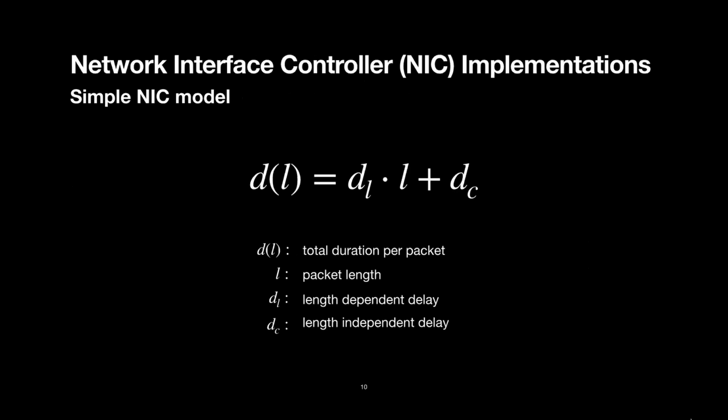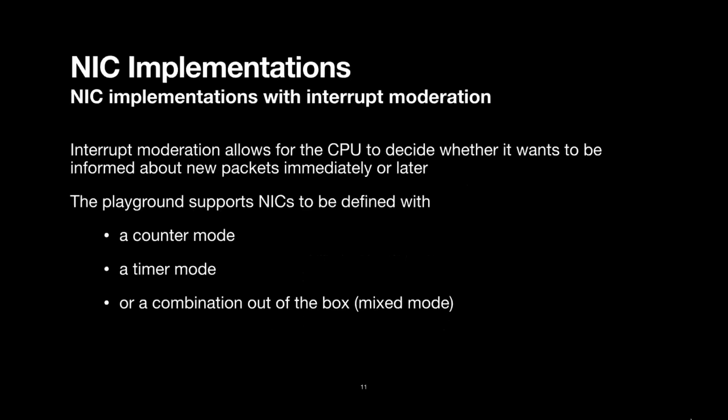For the network interface controllers, we have different models that can be configured. The most basic one is this simple NIC model, where we just model the total duration per packet as some length-dependent delay times the packet length plus some length-independent delay, which is some overhead that has to be done for every packet. Obviously, in the real world, there are more advanced implementations of NICs that use interrupt moderation.